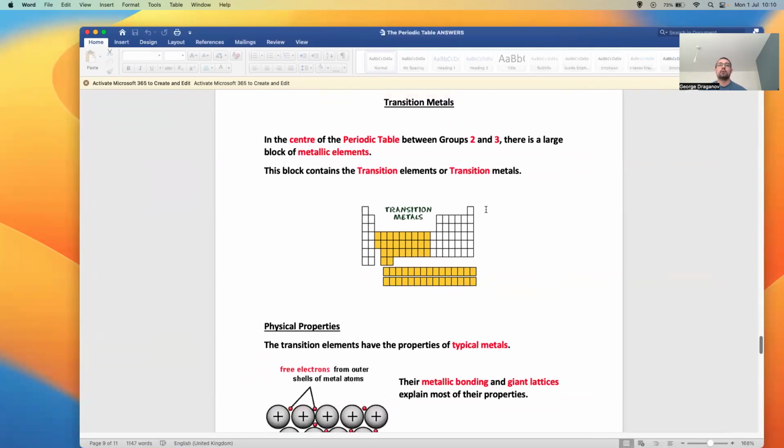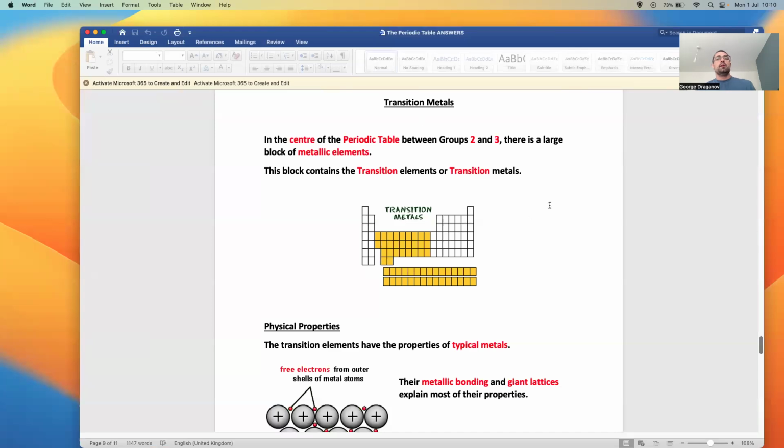Hi guys, today we're going to look at the transition metals. The transition metals are this middle block that's found in the middle of the periodic table between group 2 and group 3 or 13. The subsection of this, the lanthanides and actinides, actually fit into the transition metal part, but they're taken out because they can't be fitted into the periodic table. So you don't need to worry about those really, you just need to worry about that middle block, the transition metals.